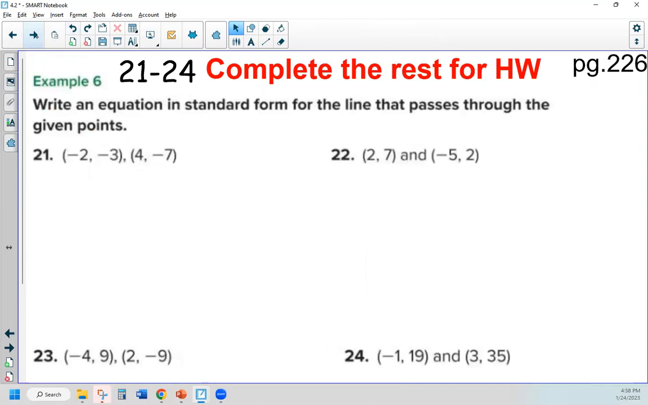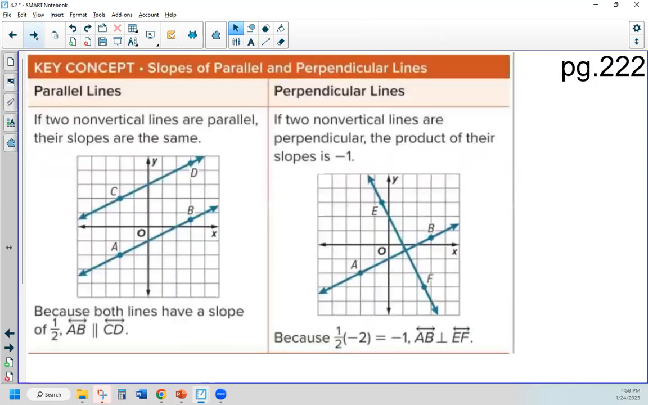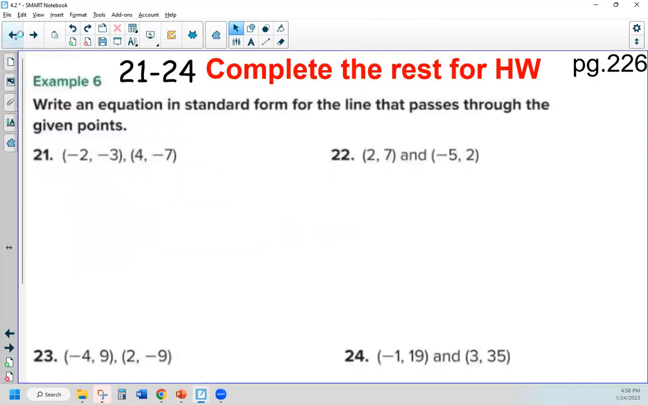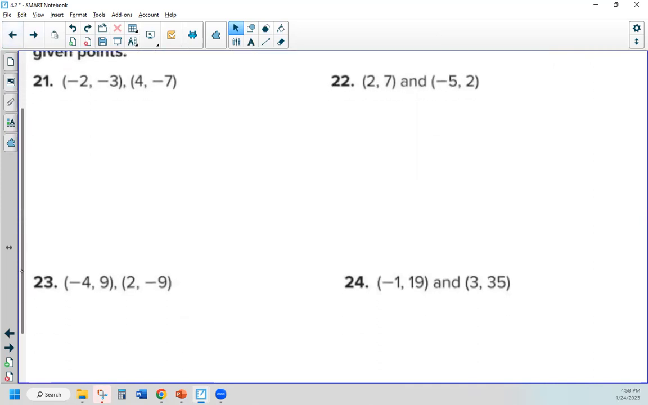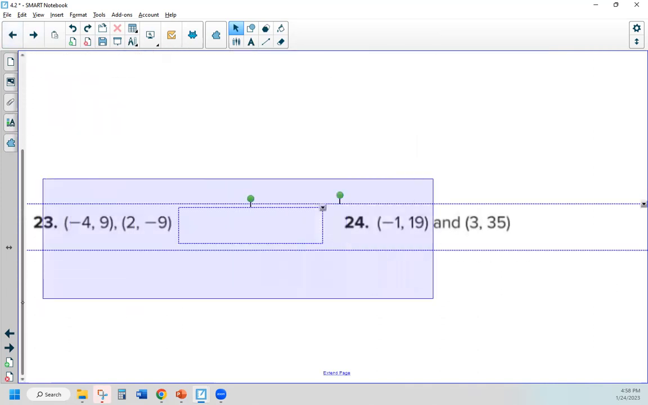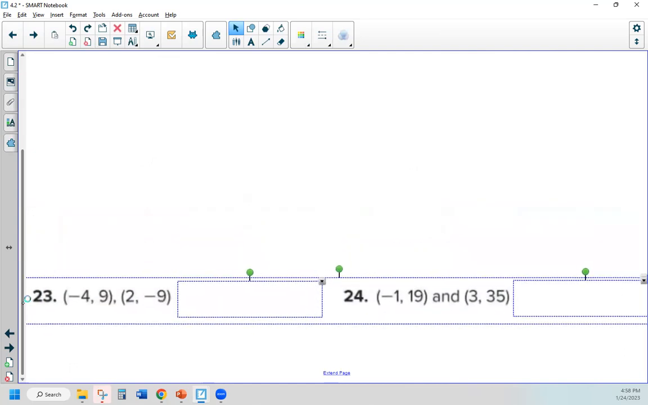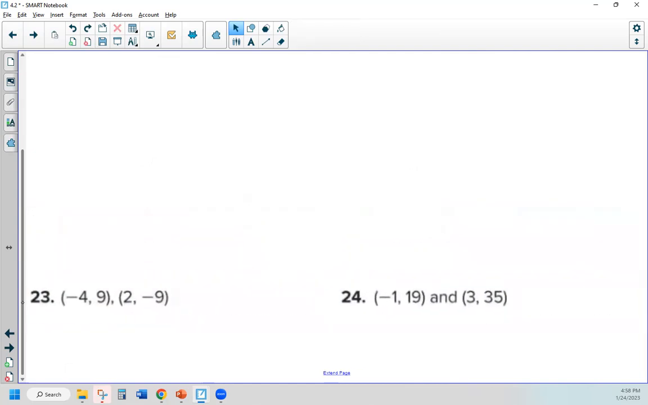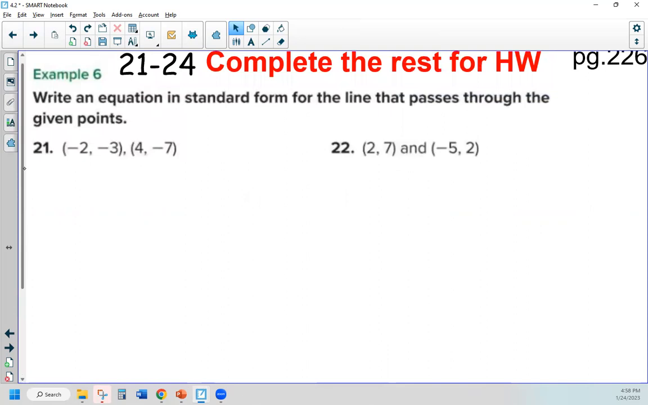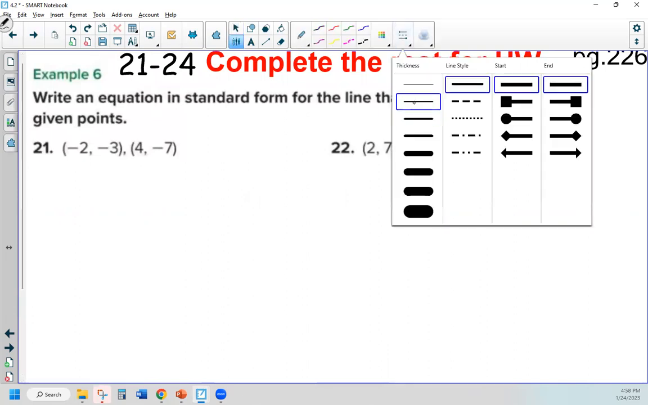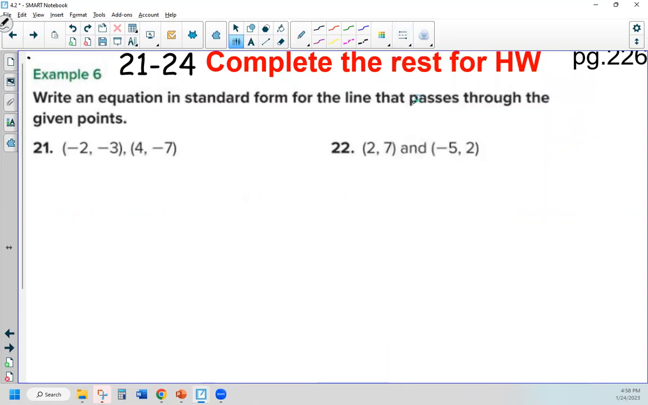All right, here are the last example problems, 21 through 24. And then I think we stop there. Yep. Write an equation in standard form for the line that passes through the given points. So I'm going to grab all this and move it down. We're going to go quick, people.